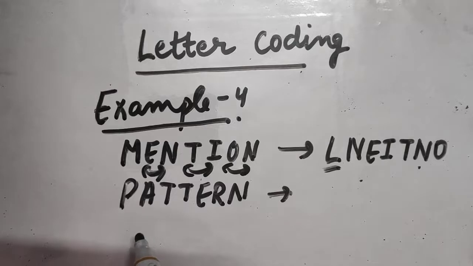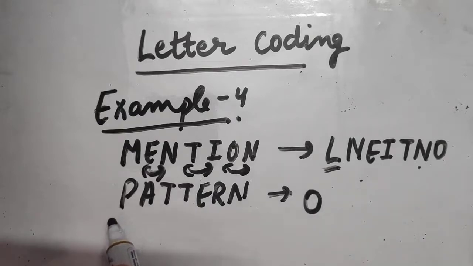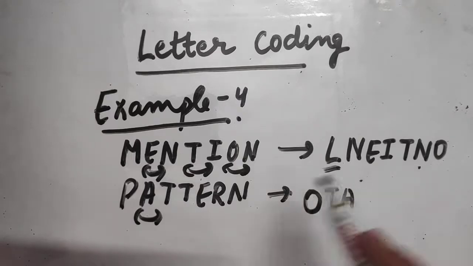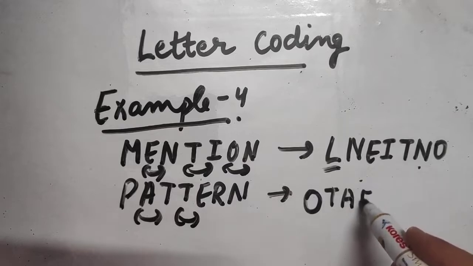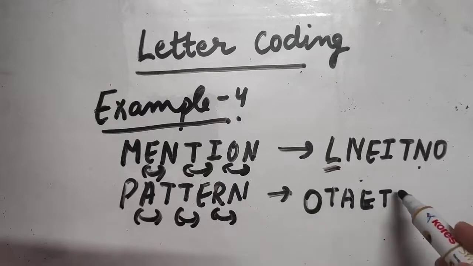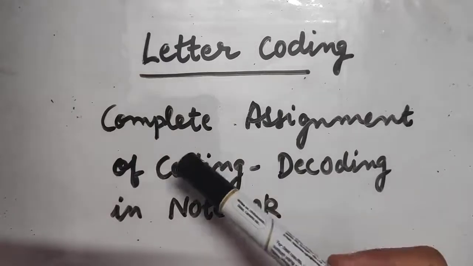So we need to move this P one step backward. What will we get? We will get O after moving P one step backward. And the remaining letters are reversed in pairs. So it will be T, A, these two reversed, E, T, then these two are reversed, then N, R. So the correct answer is OTAETNR.